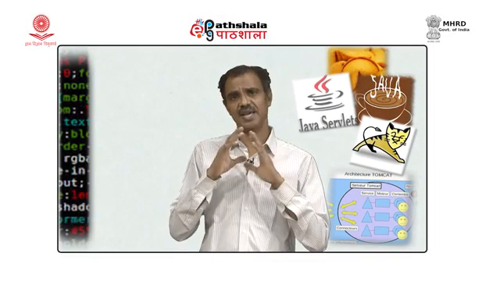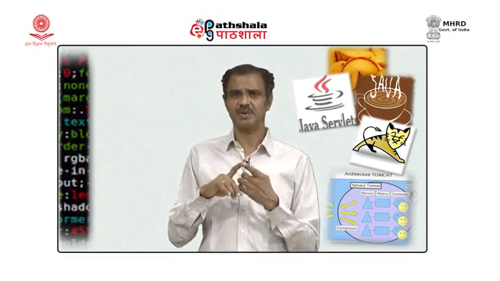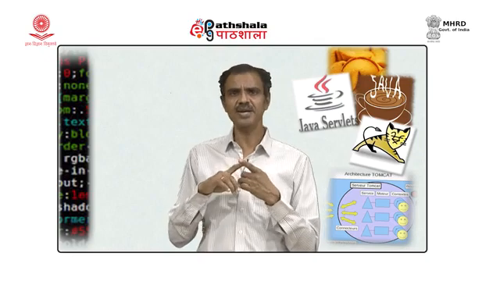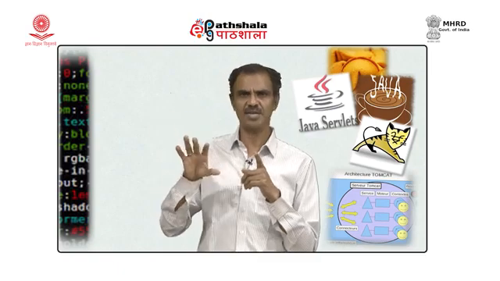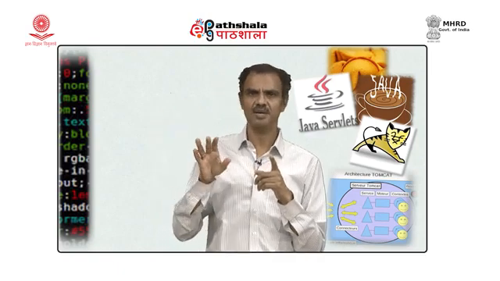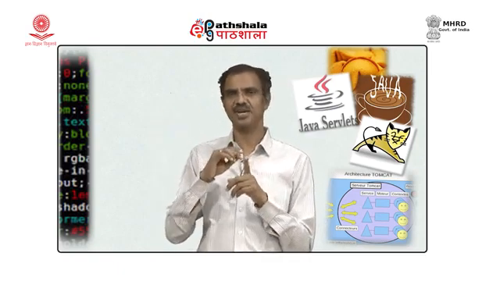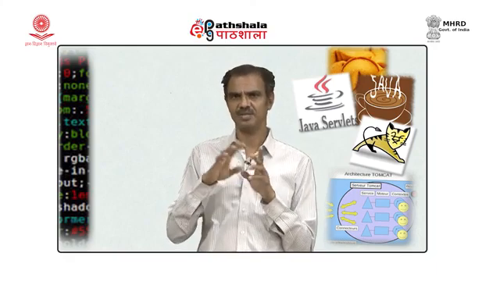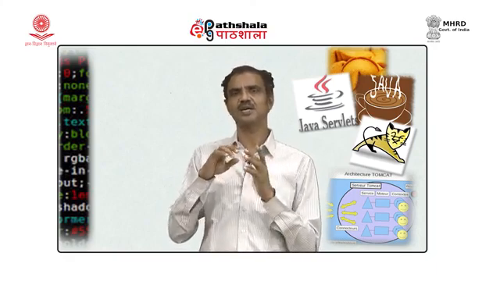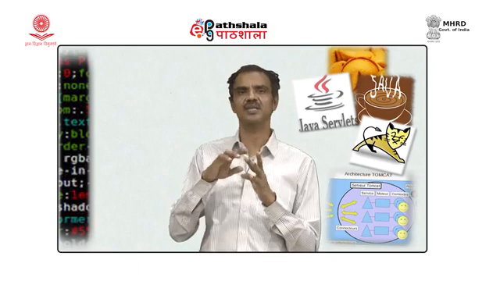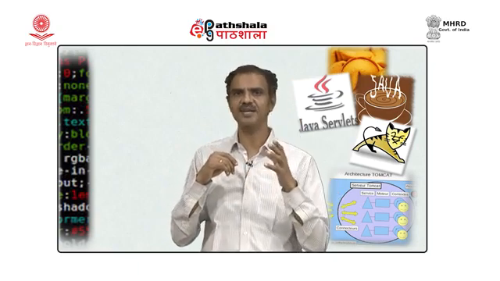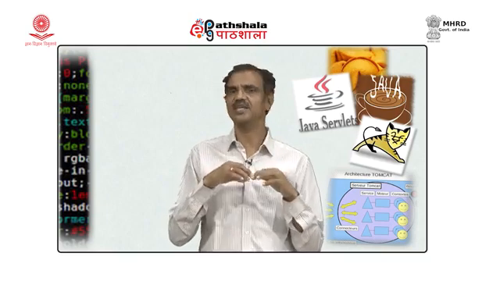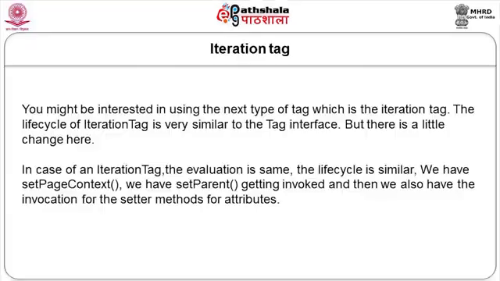The tag interface has the methods set page context and set parent. The attribute methods are not in the interface; they would be decided by the tag developer. Then we have the get parent method, which is included in the interface, and we have do start tag and do end tag, indicating the start and the end of the tag, and then we have the release method. So, that is what we have in the tag interface.